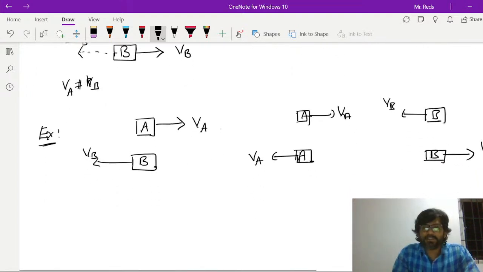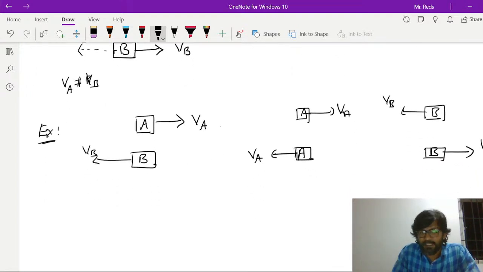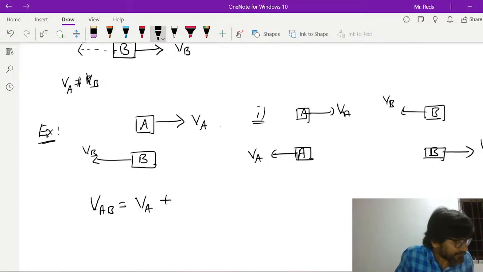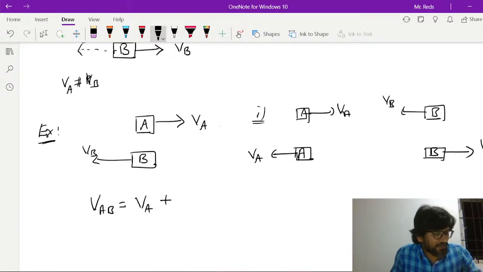In such cases, let us say in the first case, VAB is equal to velocity of A. Velocity of A is in the positive x direction, so VA plus, just a second.